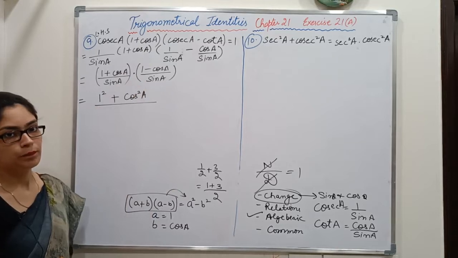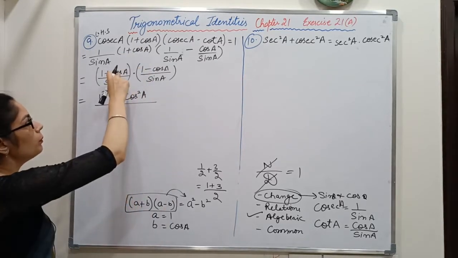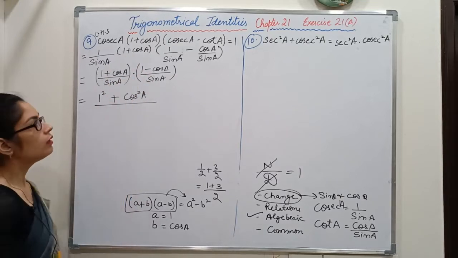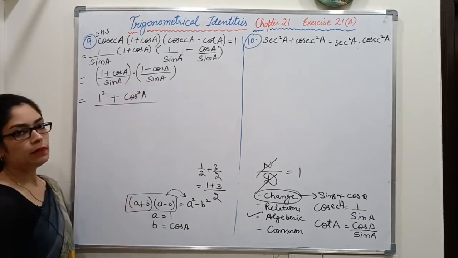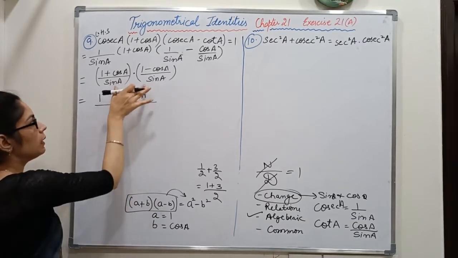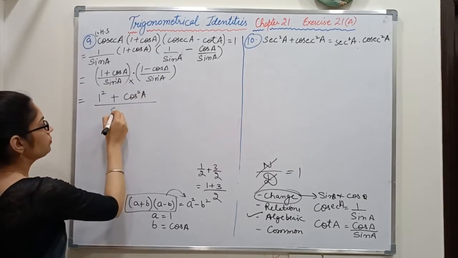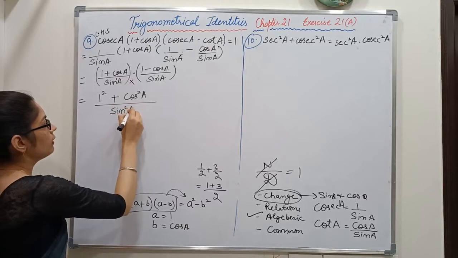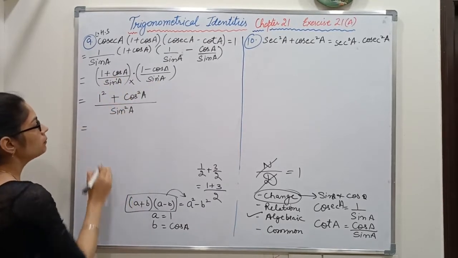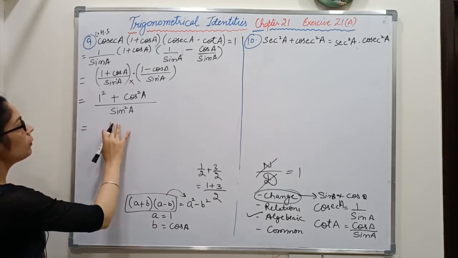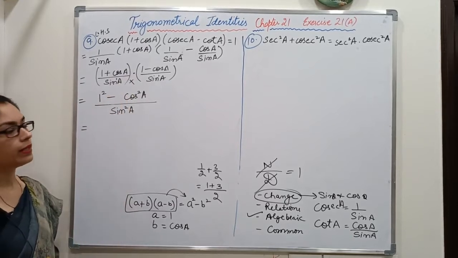Sine into sine, because when we multiply fractions, the numerator gets multiplied by the numerator and the denominator gets multiplied by the denominator. So sine into sine: when bases are the same and they are getting multiplied, we have to add the powers. If nothing is written, that means the power is 1. So 1 plus 1 will become 2, and we will get sine square. A minus will come, A square minus B square.